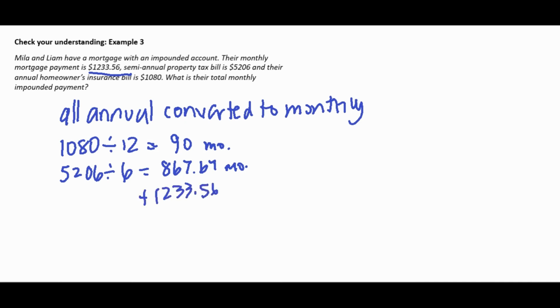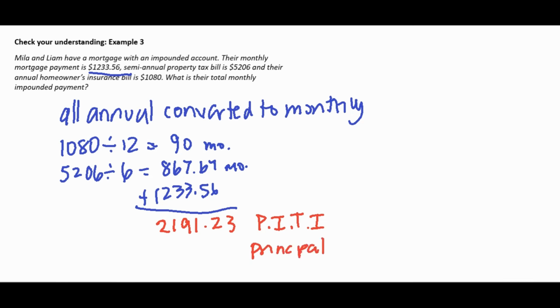So if we add all those things up, $1,233.56, $90, $867.67, that's a total monthly payment of $2,191.23. That's your actual monthly payment, including taxes and insurance. This is called PITI: principal, interest, taxes, and insurance.